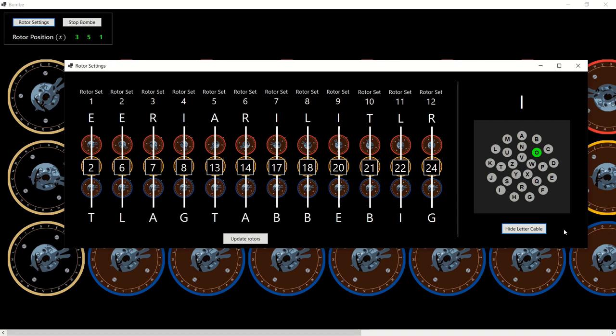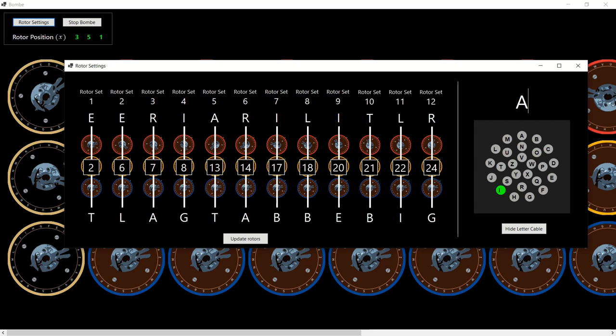This is the cable for the letter I. The only wire that has the voltage is the one for letter O. This indicates that I is connected to O on the plugboard. In cable O, we can see that only I is carrying voltage, confirming the hypothesis that O is connected to I on the plugboard.